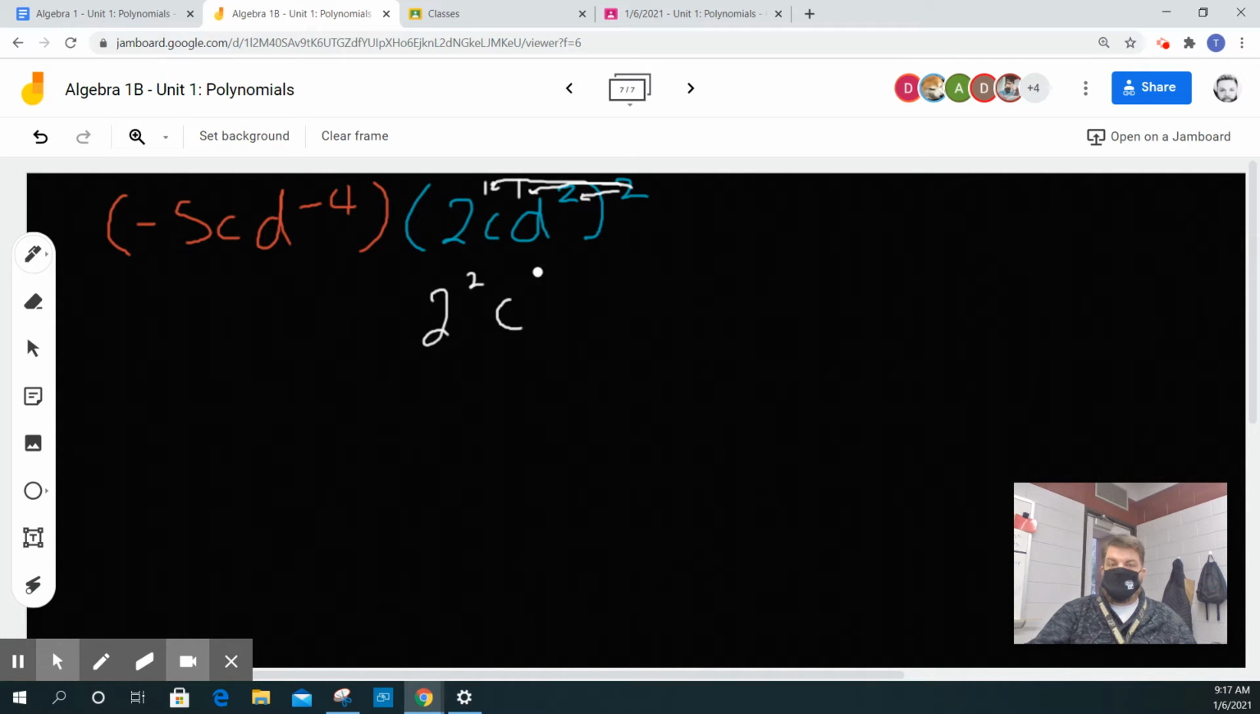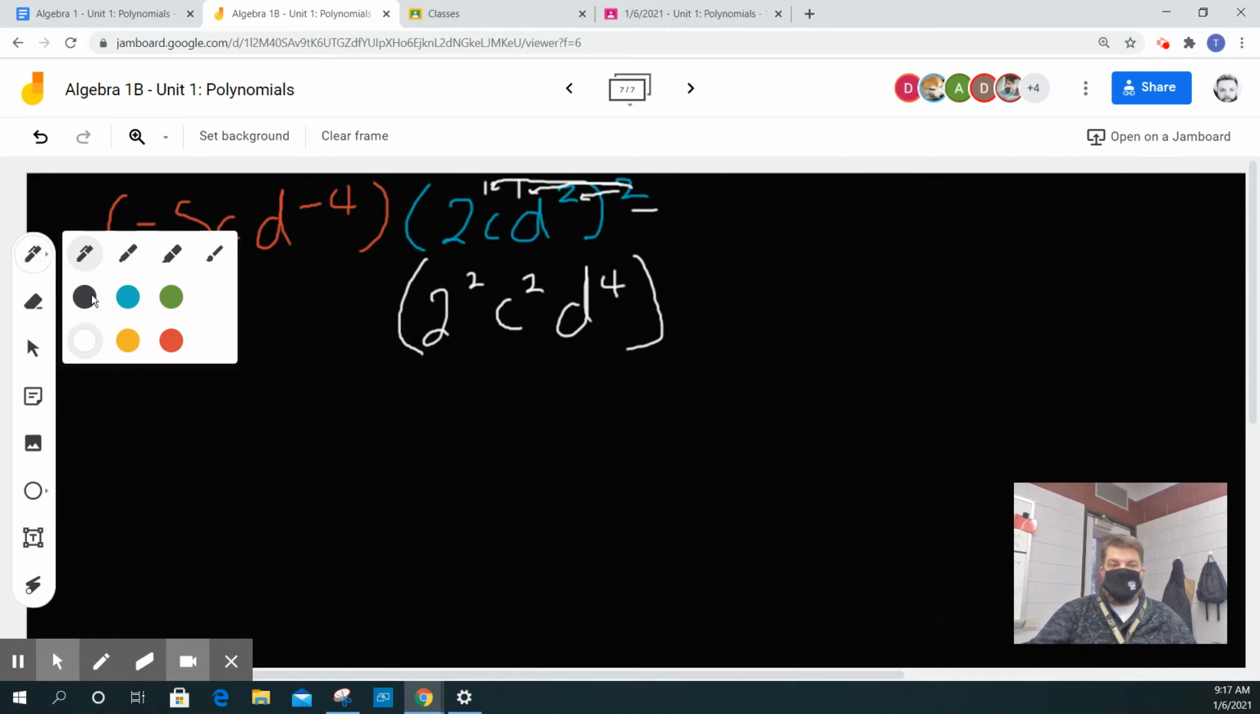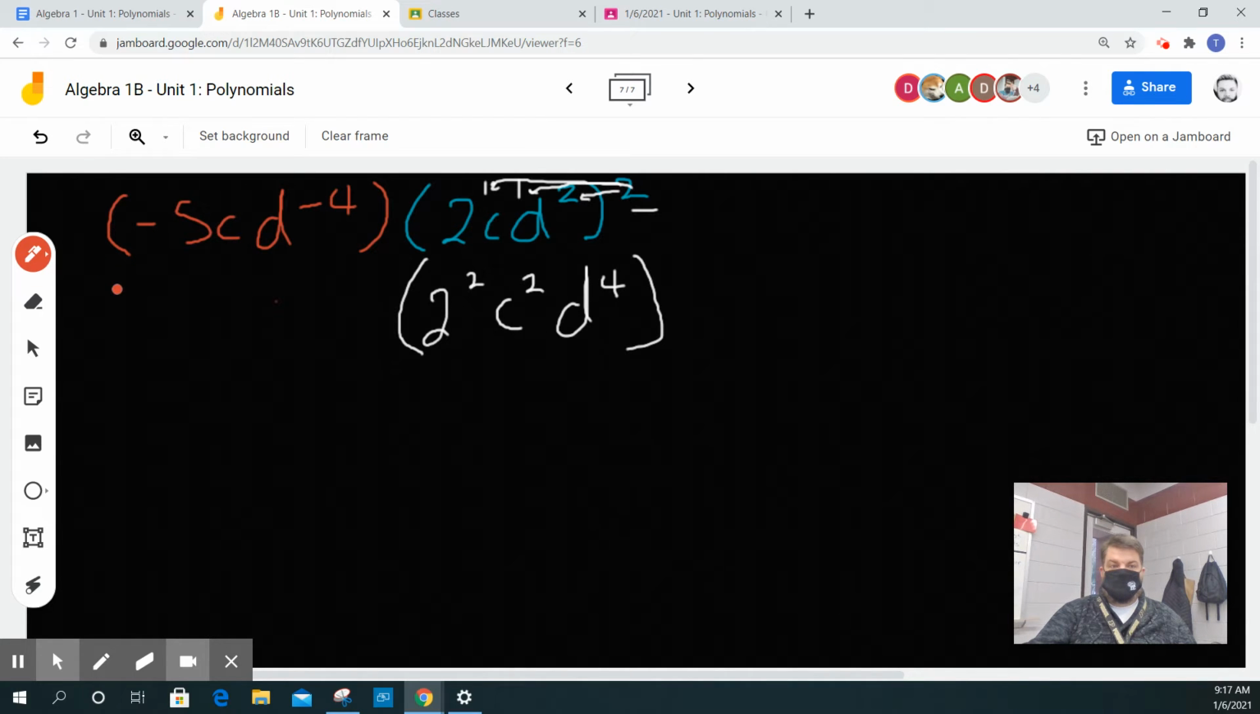C is raised to the first power, but I'm multiplying by 2, so that becomes c squared, and then d to the 4th. So that whole thing becomes 2 squared times c squared times d to the 4th. Everything over here just stays the same for now. So this is just -5 times c to the first power times d to the -4.